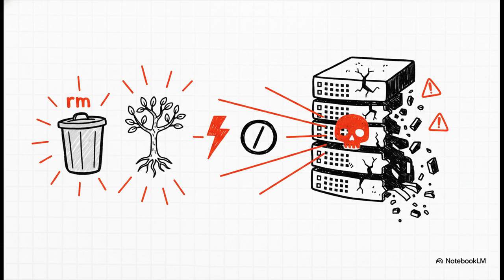You've got RM, our delete command. You've got -R, telling it to be recursive and delete everything in all the folders. You've got -F, the force flag, telling it not to ask for permission. And the target? That single slash. That is the root directory, the very top of your entire system. This command tells your computer to silently and forcibly start erasing itself.